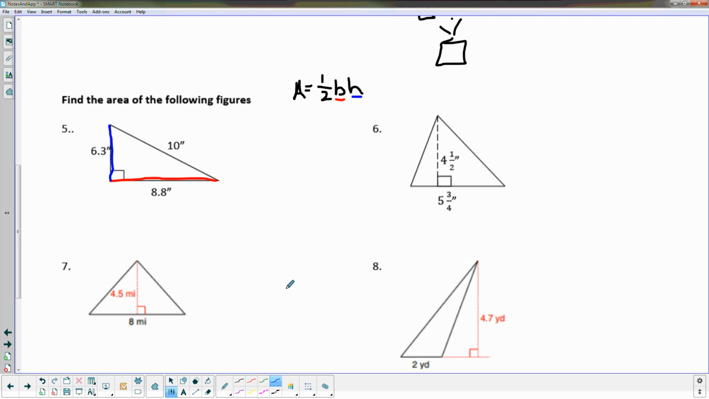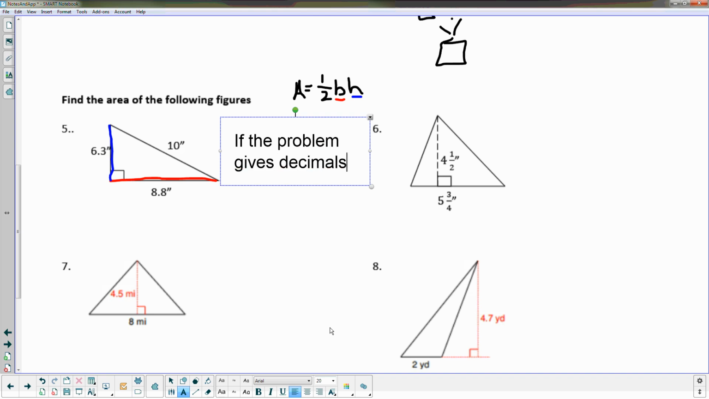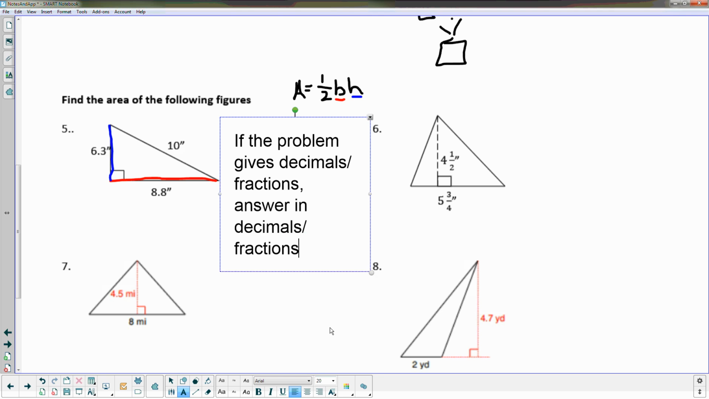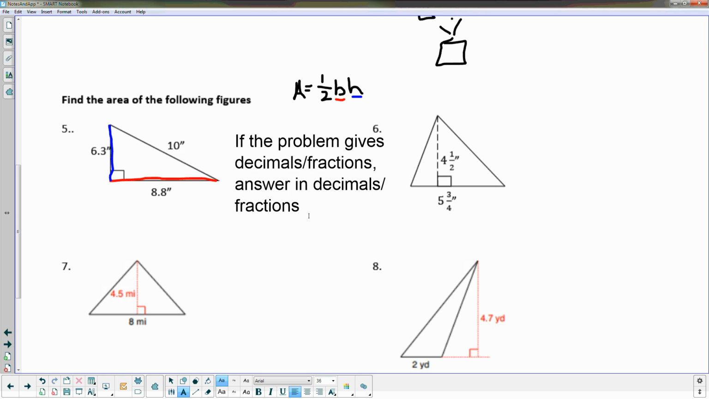The other thing that I really want to make sure that we're aware of in this section and in all other sections is this idea. If the problem gives decimals or fractions, answer in decimals or fractions. That being kind of a double statement there. If it gives decimals, answer in decimals. If it gives fractions, answer in fractions.